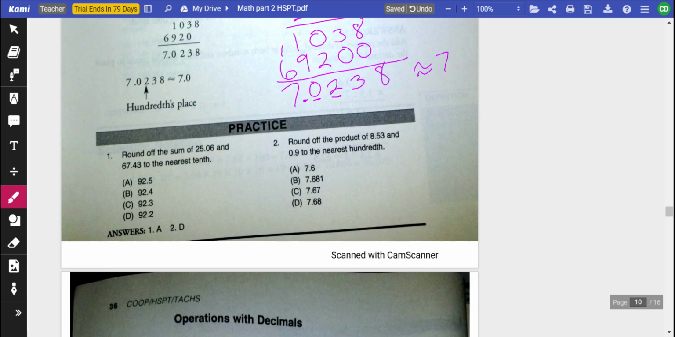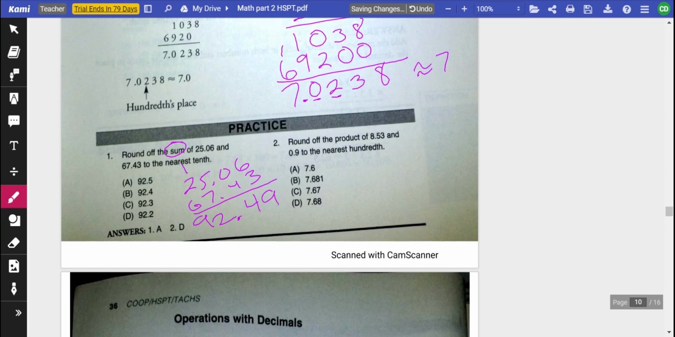So then, moving on, we're going to look at our next example here that we get to actually practice on. Ignore the answers there. They won't be there on your test. So we're going to find the sum. 25.06 plus 67.43. And 6 plus 3 is 9. 4 plus 0 is 4. 7 plus 5 is 12. And 6 plus 3 is 9.